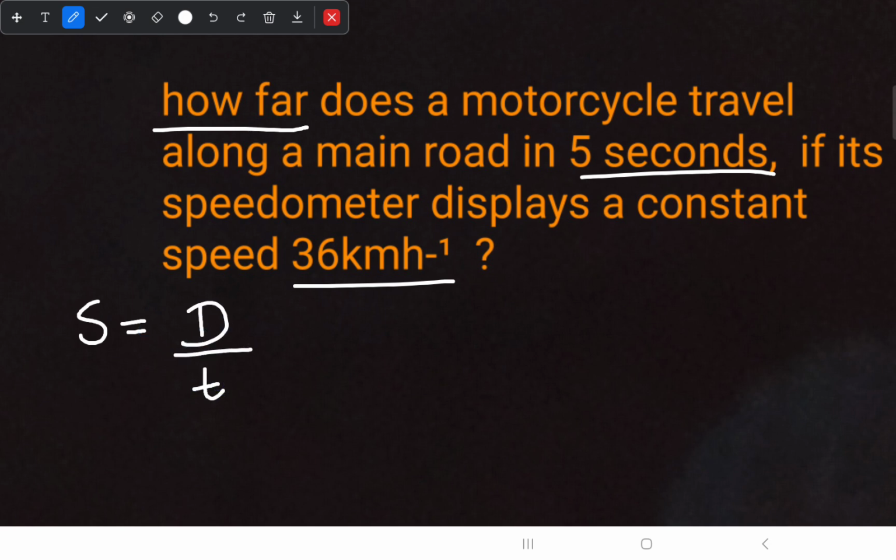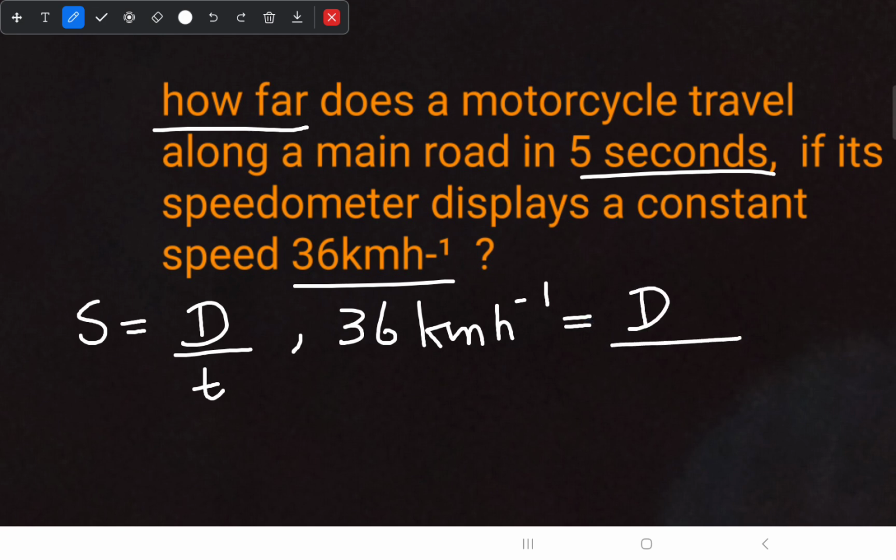Okay, the speed is 36 kilometer per hour. Distance we have to find. The time was given in seconds, so you have to convert seconds into hours. Okay, here this unit is in hours now. First of all, we will convert this seconds into hours. First we have to find seconds to minutes, then minutes to hours. This is the possible way.